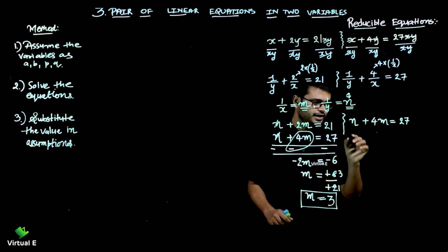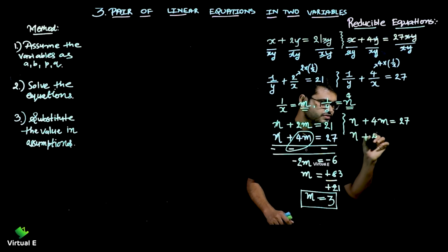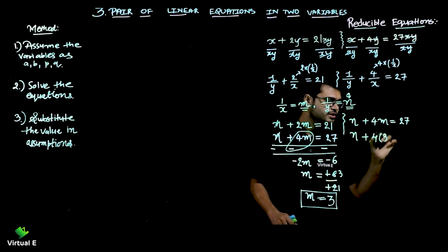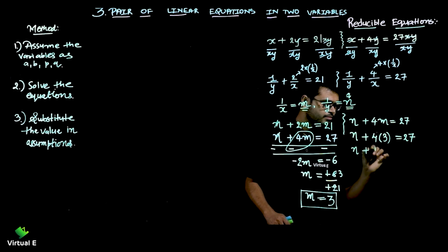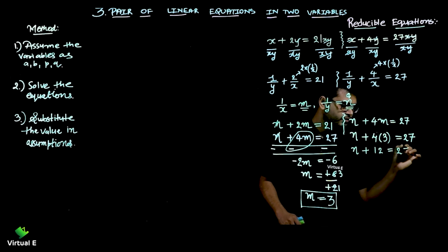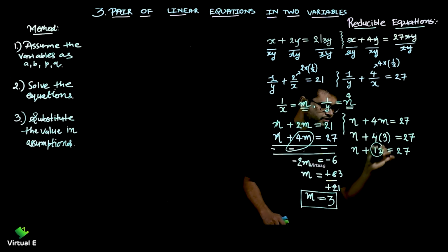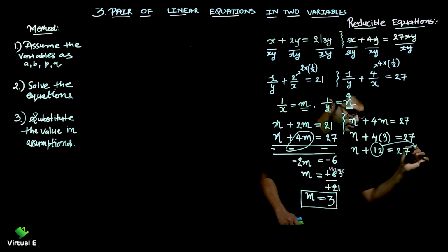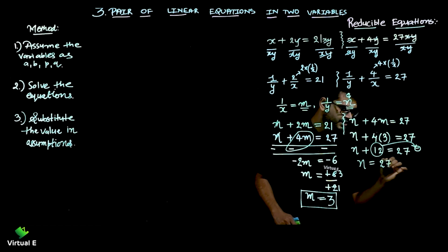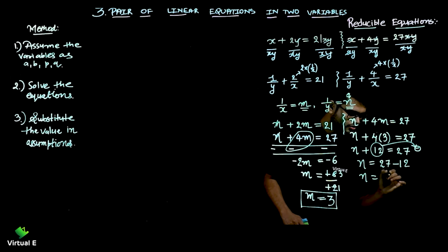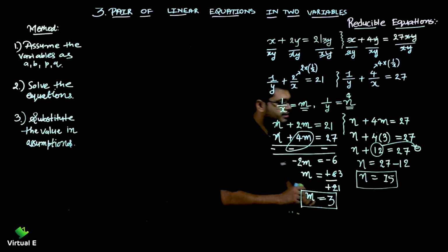Let's get the value of n. So n as it is plus 4 into value of m, which is 3, is equal to 27. N plus 12 is equal to 27. I will be shifting this plus 12 over this side, so it will become negative. N is equal to 27 minus 12. So n is equal to 15. So value of n is 15, right?